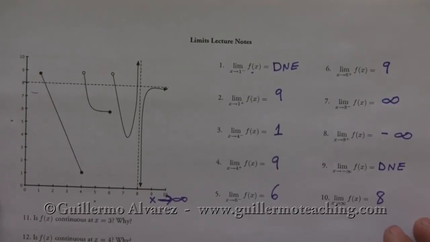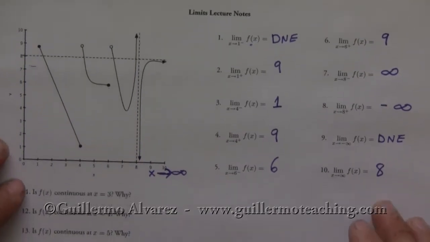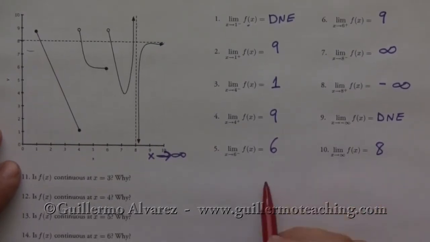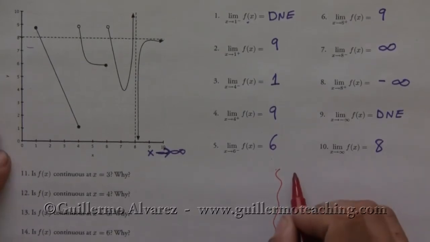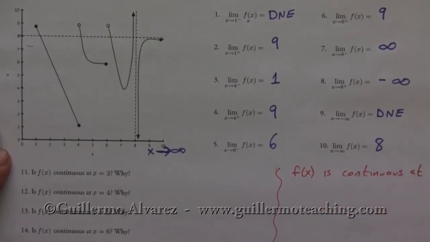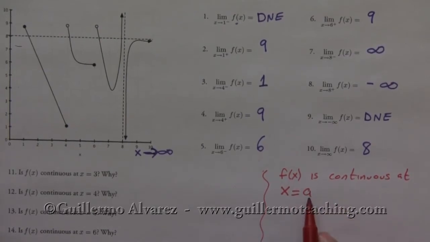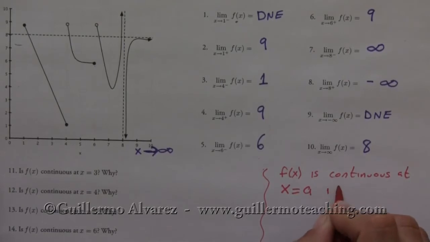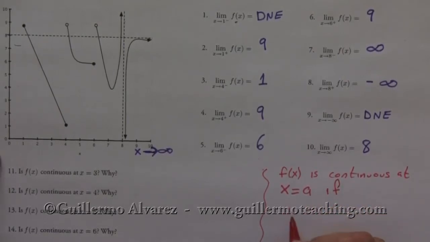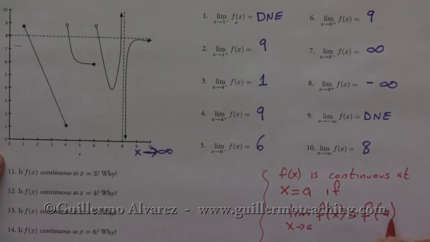Okay, now let's talk about continuity. And let's write down the definition of continuity. A function is continuous at x equals a, where a is the value that we're checking for continuity, as long as the limit as x approaches a of the function is equal to the value of the function at that point.